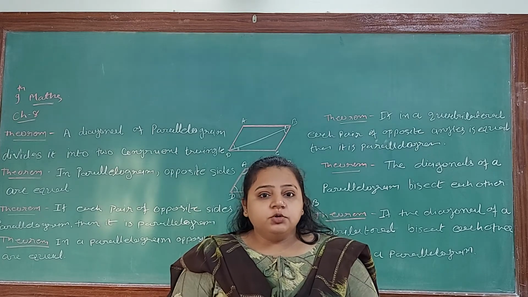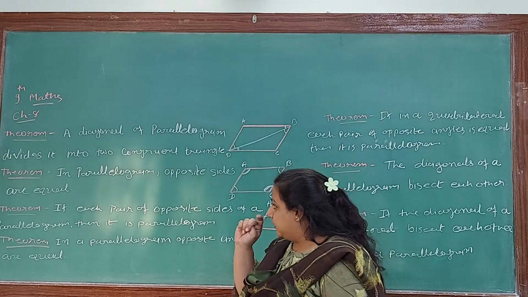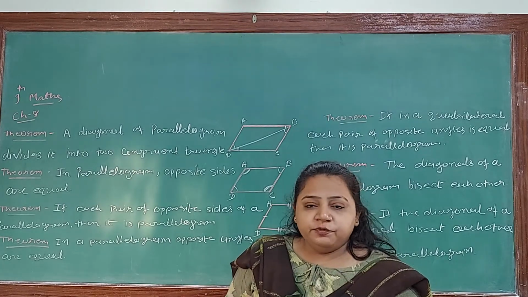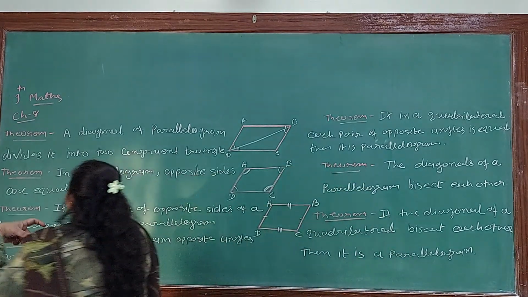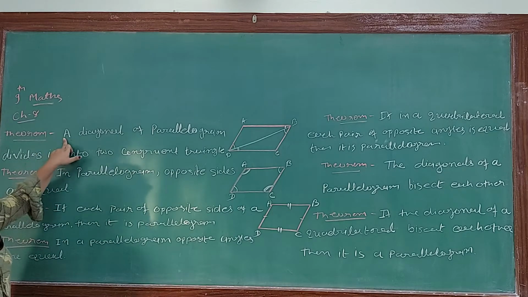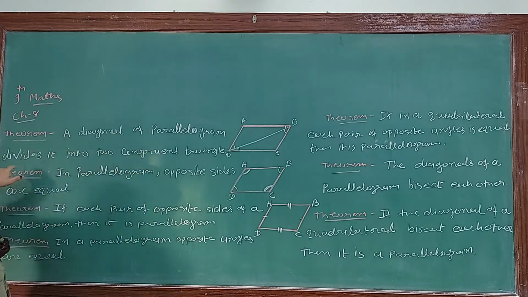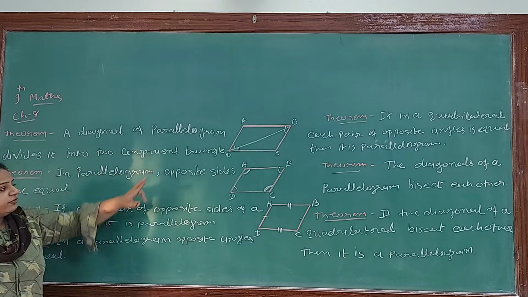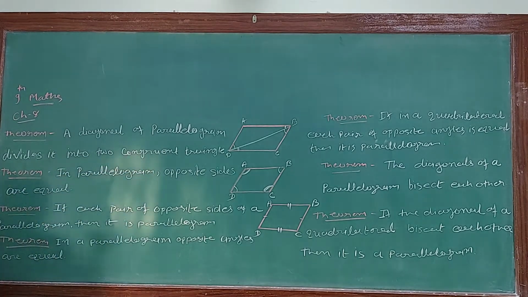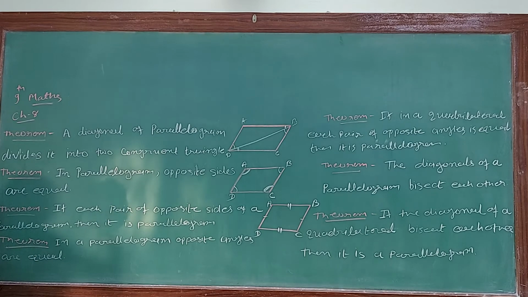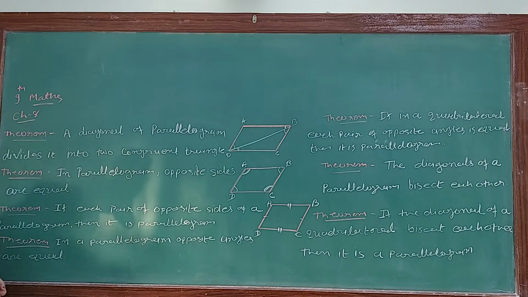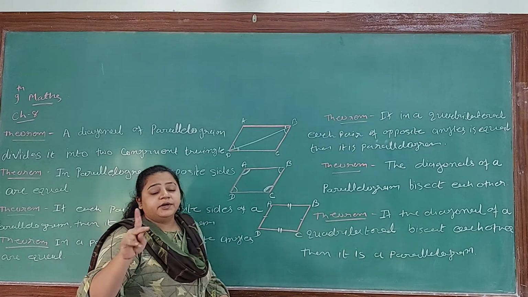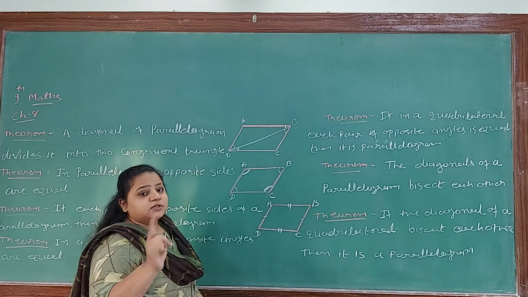Now, today we are going to start the theory of chapter number 8 with theorem 8.1. A diagonal of a parallelogram divides it into two congruent triangles. That theorem we already learned in chapter number 7 and in chapter number 10 also, right? In your cyclic quadrilateral, if one diagonal is there, that means it forms two alternate angles. That means they are similar.